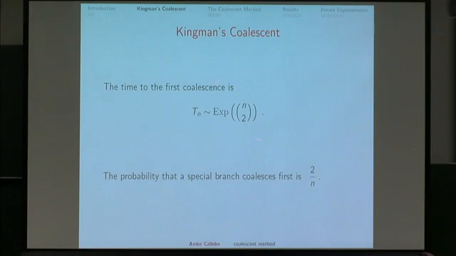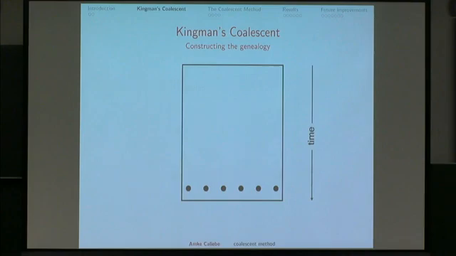This is then the first branch length, the time to the first coalescent, and we have another random variable which is important here, which is which individuals coalesce. In this case it's quite easy. The probability that a specific branch coalesces first is 2 over n, so each individual has the same chance to be involved in the coalescent event. And one can then simulate that quite easily.